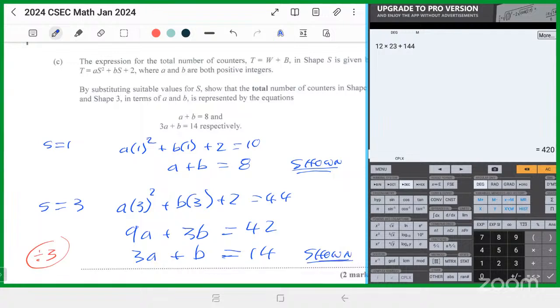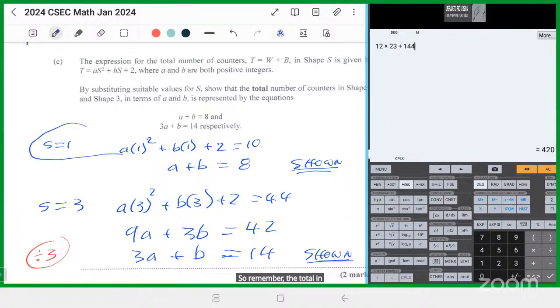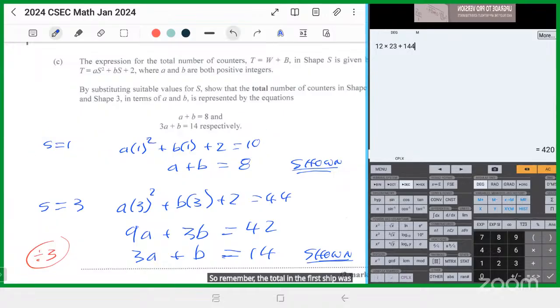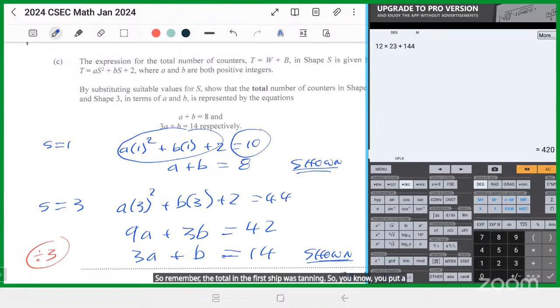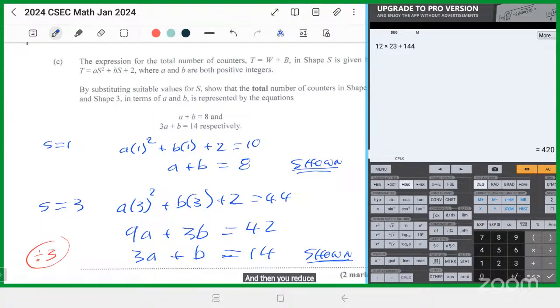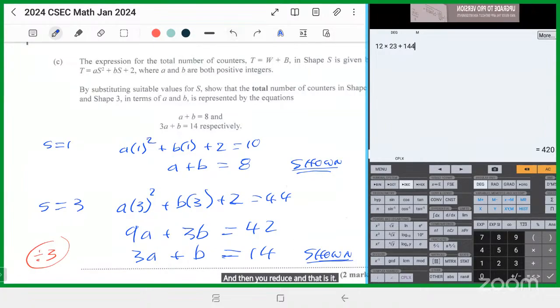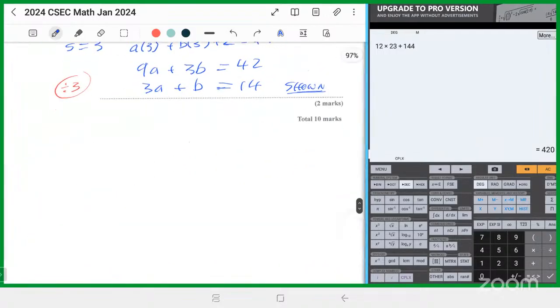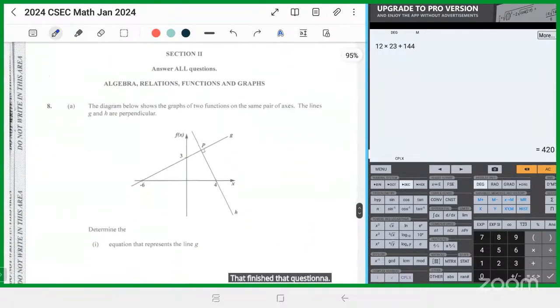So remember the total in the first shape was 10. So how you do, you put the formula equal 10. Total in the third shape was 44. So you put the formula equals 44, sorry, and then you reduce. And that is it. That finishes that question, number 8.